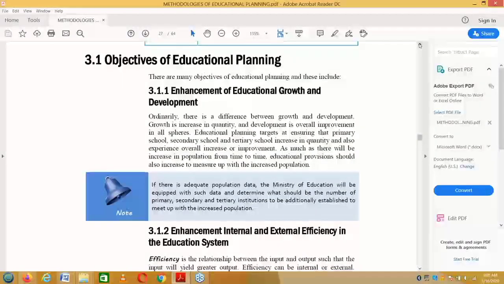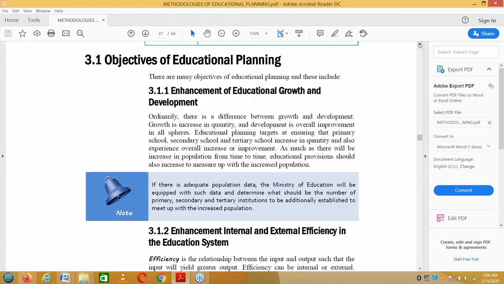And the other one is enhancement of educational growth and development. There's always a difference between growth and development. Growth is increase in quantity, and development is overall improvement in all spheres. Educational planning targets at ensuring that primary school, secondary school, and also higher education increase in quantity and also experience overall improvement. So as much as there will be increase in population from time to time, educational provision should also increase to measure up with the increase in population.